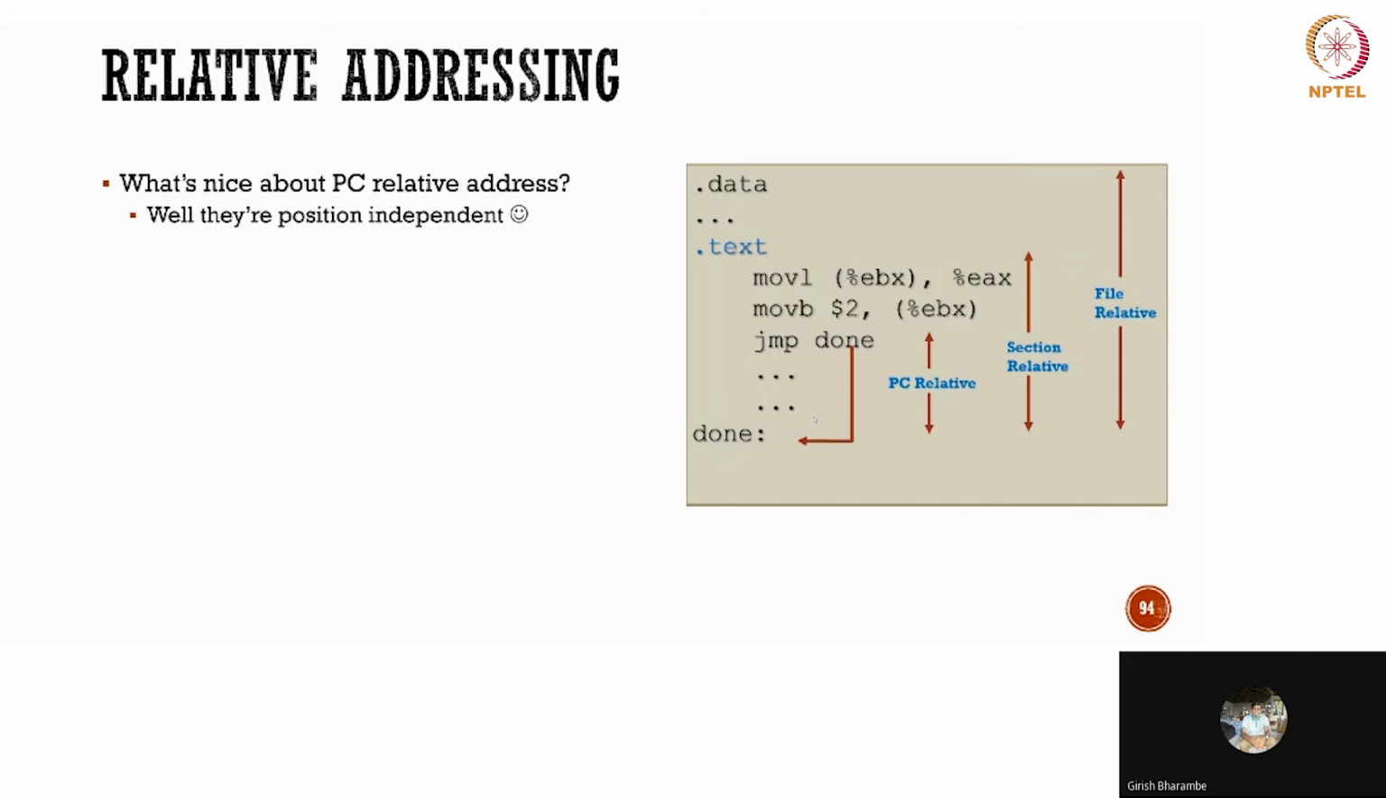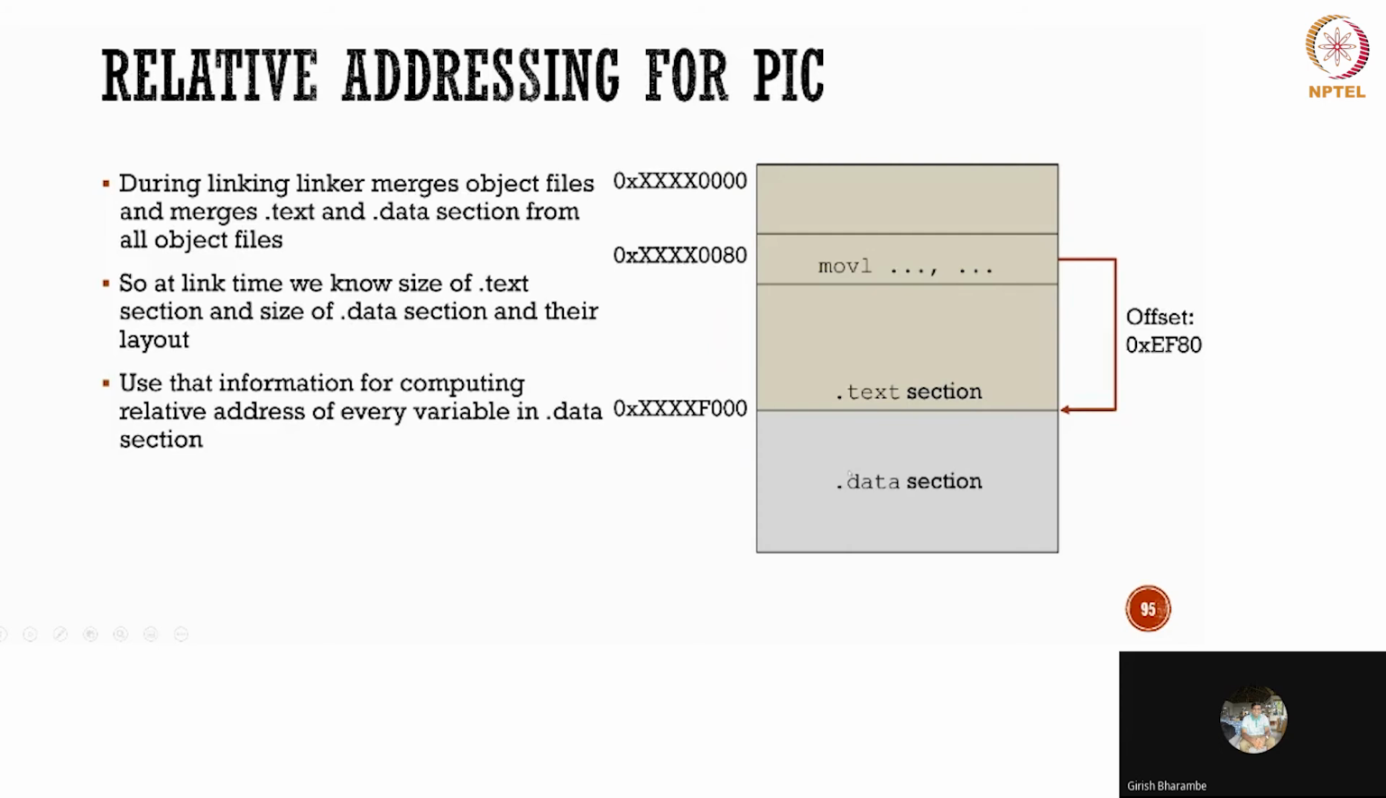Section relative is essentially relative to a section, and unfortunately this is not position independent, because remember, when there were multiple text sections, the linker merged them together, right? And you may have to change the addresses across these things, okay? So we need some way to do relative addressing instead of the absolute address that we were using so far, okay?